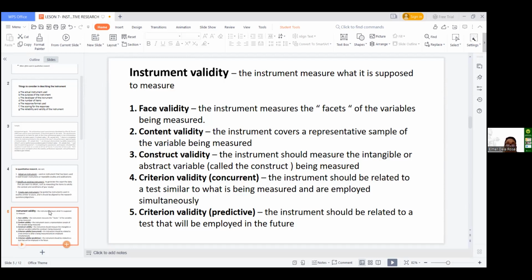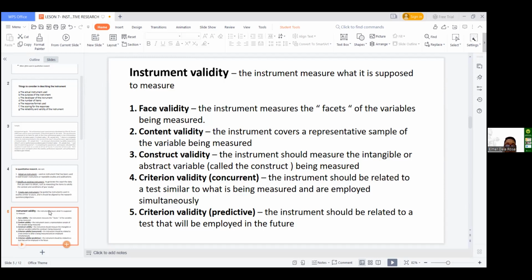Example, pag mataas ka sa verbal, mataas ka rin dapat sa numerical or negative ba yung correlation niya. Or kung mataas ka sa memorization, kung mataas ka doon sa essay, dapat mataas ka din sa graded recitation because they are testing similar constructs or skills. Concurrent validity ang tawag doon.